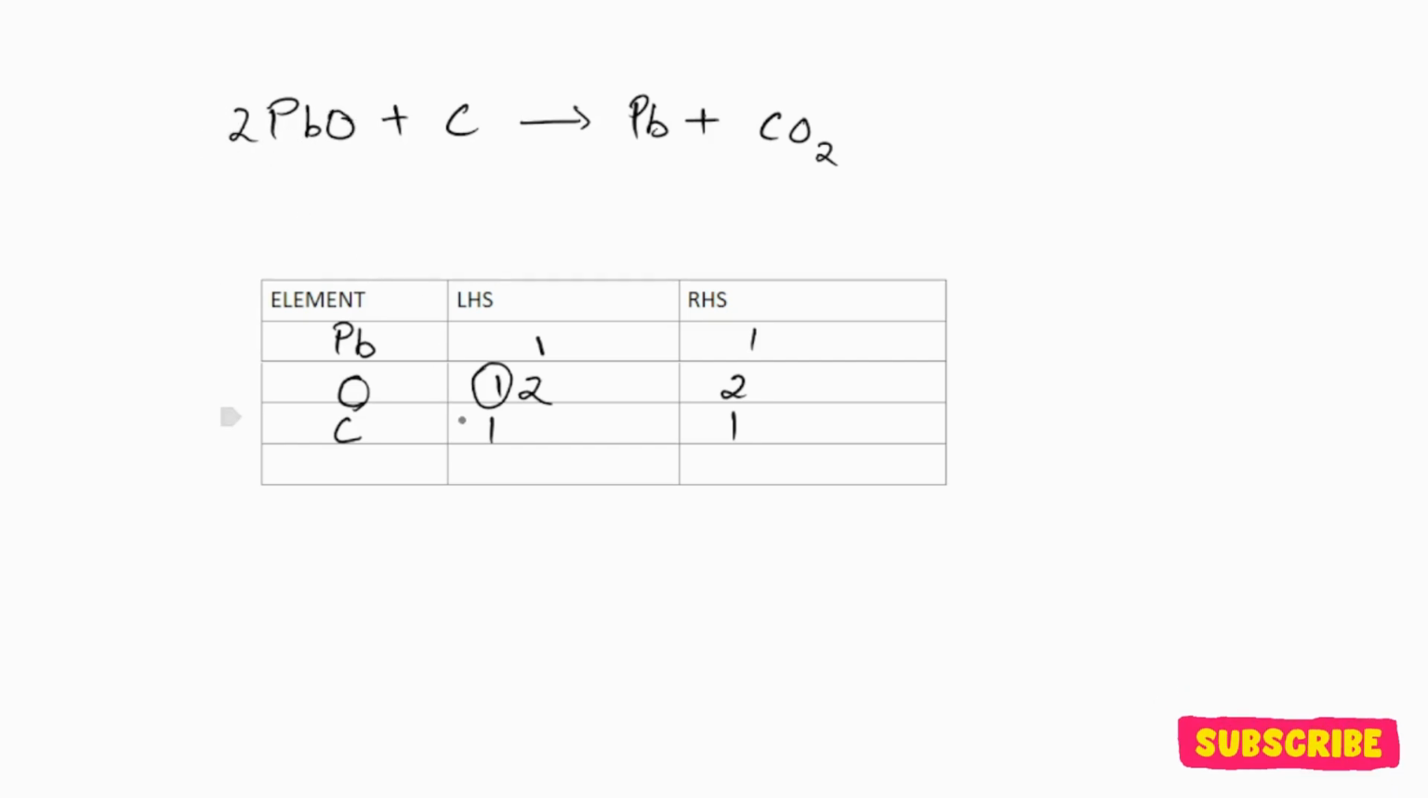Alright. So what has happened? When I put 2 here, lead has also become 2. Then what I need to do on the right hand side, lead is now only 1 as compared to 2 on the left hand side. So I need to put 2 here in front of lead. Now you can see that on the left hand side and the right hand side, the number of atoms for each element is balanced. So this chemical equation is a balanced equation now.